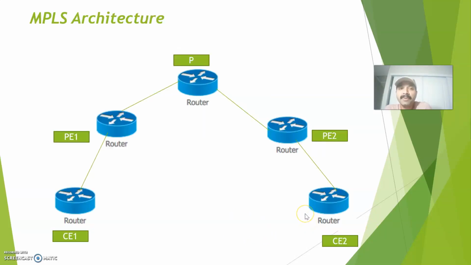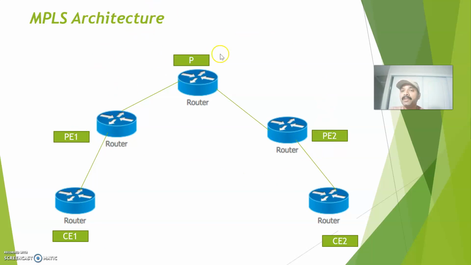So let us see the MPLS architecture. This is an architecture which contains PE1, P and PE2. This is a customer edge router, which is placed at the customer premises. PE1 is a provider edge router, which is at the provider end. That is the only difference. And this customer edge router doesn't have any knowledge of MPLS. These three routers are collectively called the MPLS routers.